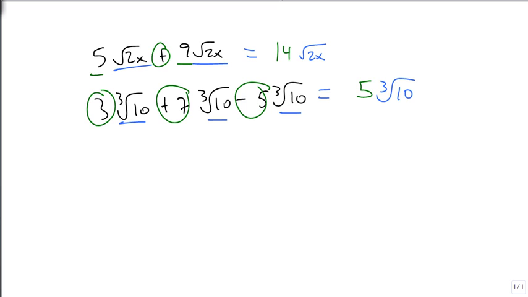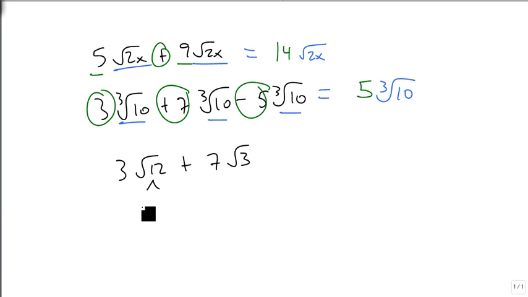Now, sometimes they don't start the same. Suppose we have 3 square roots of 12 plus 7 square roots of 3. And these are not like radicals yet. There is a possibility that they will be like radicals, but that depends on if they simplify. So before you talk about whether something is a like radical or not, make sure you simplify it first.